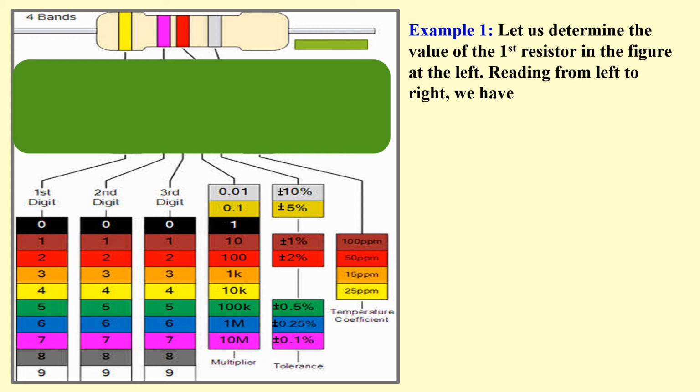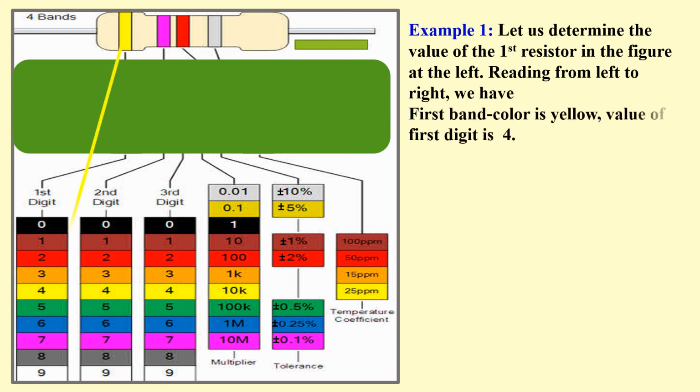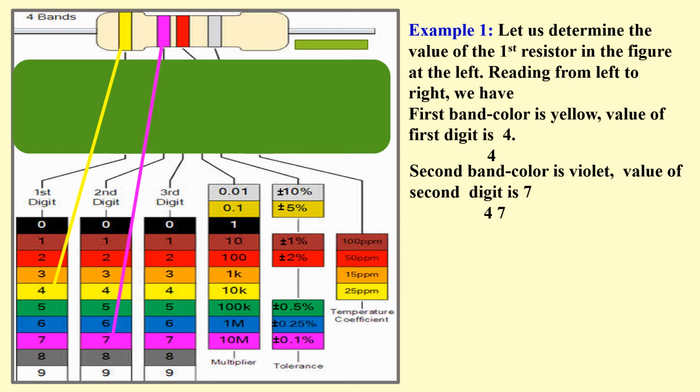Let us do some examples now. Example number 1. Let us determine the value of the first resistor in the figure at the left. Reading from left to right, the first band color is yellow. The value of the first digit is 4. Second band color is violet. The value of the second digit is 7.